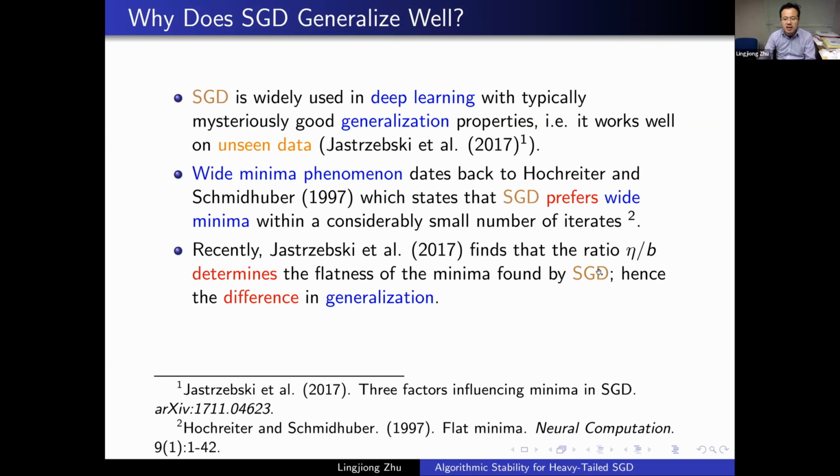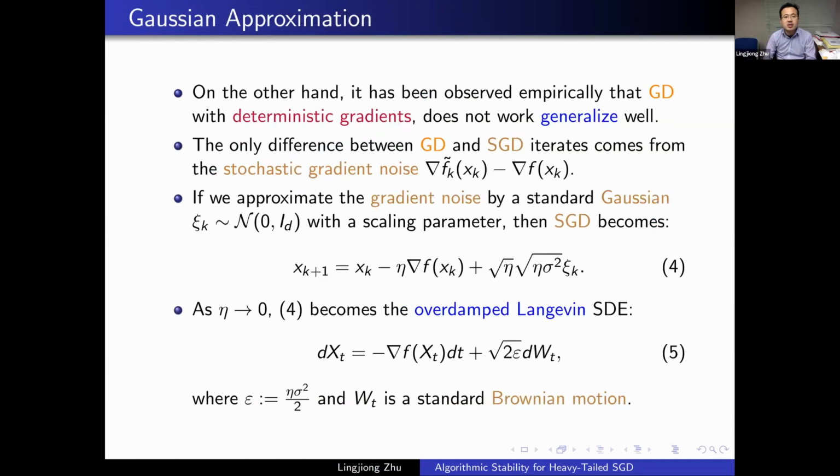And yesterday, in Mert's talk, he talked about our joint work on how to rigorously quantify the tail index given the choice of eta and b, and how to quantify the tail index for SGD. On the other hand, people also observed empirically that gradient descent, without a stochastic gradient, just the deterministic gradient, does not work well in terms of generalization. The only difference between gradient descent and SGD is the stochastic gradient noise.